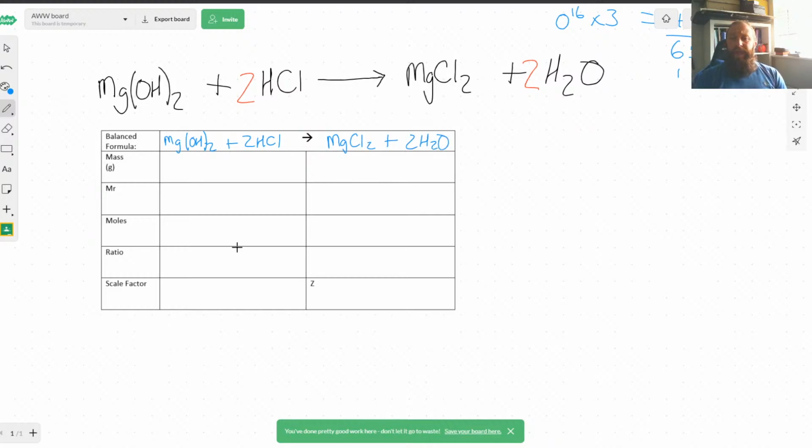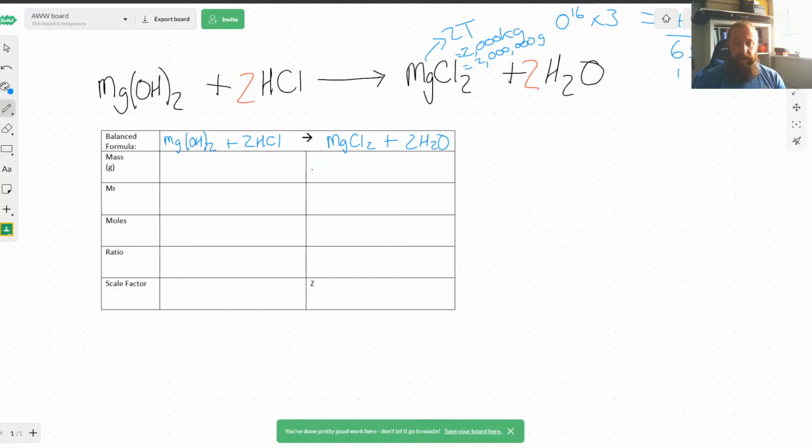So let's just say I'm working in the chemical industry and my employer wants me to make 2 ton of magnesium chloride salt. Perfectly reasonable quantity. 2 ton would be 2,000 kilograms, which would be 2 million grams. So we're using some big numbers, but actually the sequencing for everything we've done so far is exactly the same.